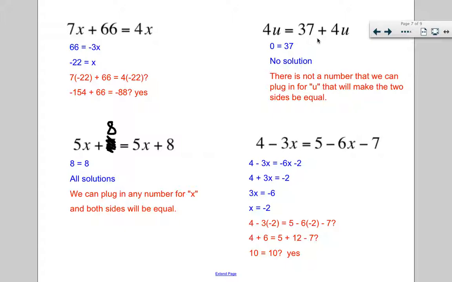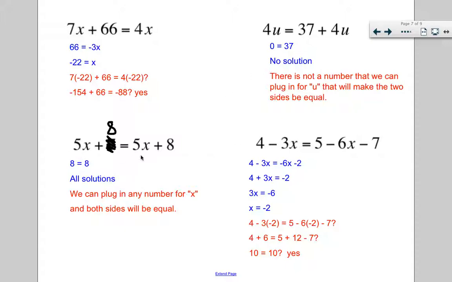It doesn't make sense. Equal means that I have it balanced, that I have the same amount on each side, and there doesn't exist a number that you can multiply by 4, and then if you take the same number, multiply it by 4 and add 37, you get the same number. That doesn't work out. So again, the answer you would have here is no solution. There is no solution to this particular equation. There are no possible answers.